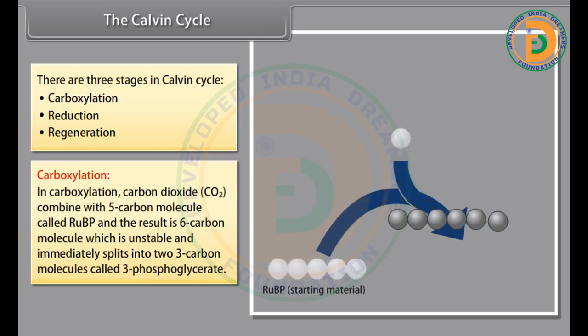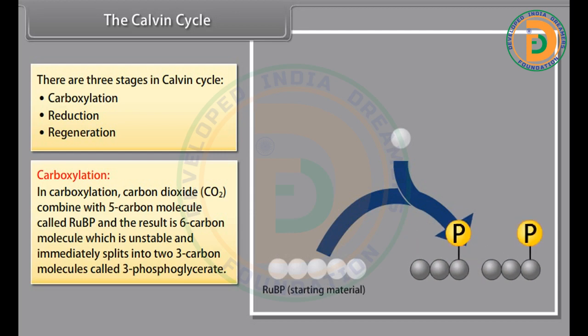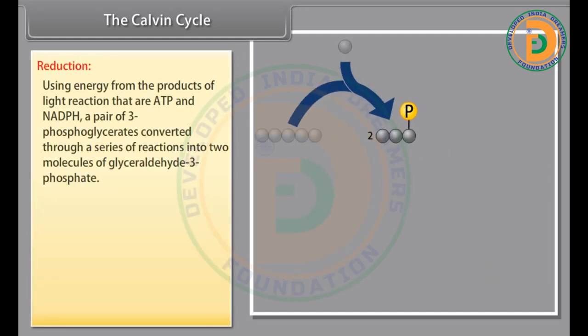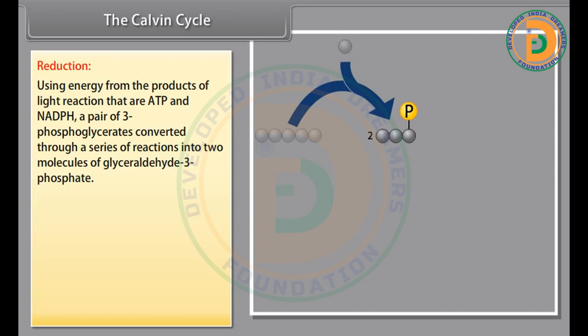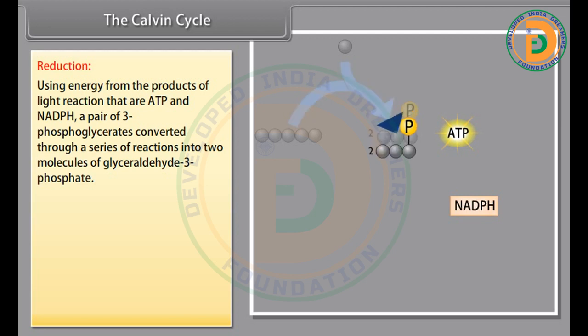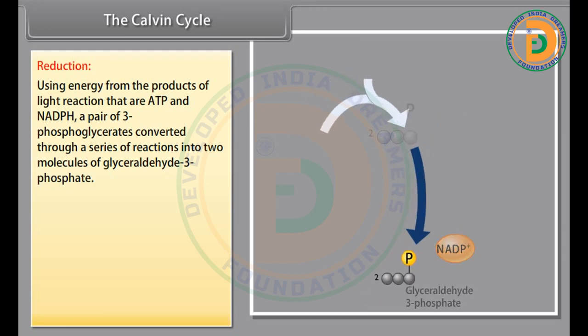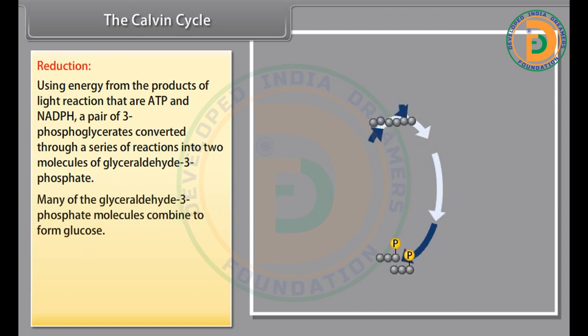molecule, which is unstable and immediately splits into two 3-carbon molecules called 3-phosphoglycerate. Reduction. Using energy from the products of light reaction, that are ATP and NADPH, a pair of 3-phosphoglycerates is converted through a series of reactions into 2 molecules of glyceraldehyde 3-phosphate. Many of the glyceraldehyde 3-phosphate molecules combine to form glucose.